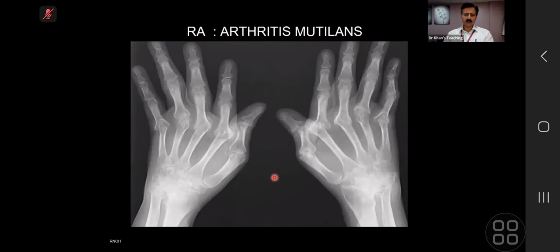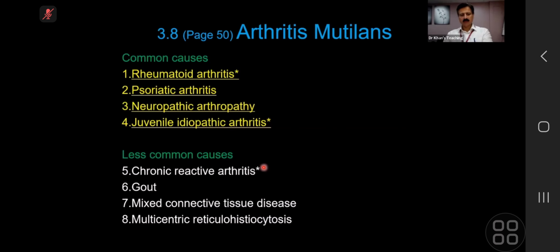So here you are, arthritis mutilans, and you can see various kinds of deformities and these ulnar deviations at multiple joints. So this is the ulna, and you can see how there is collapse of all the carpal bones. So arthritis mutilans, this is the differential diagnosis, 3.8, page 50 in your book. And these are the common causes, these are the less common causes. And at least you should know the common causes for your exam.